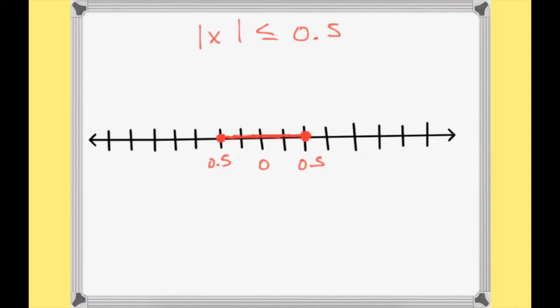And so to write our compound inequality, we have negative 0.5 is less than or equal to x, which is less than or equal to 0.5. So again, since it was less than or equal to, we're looking at an and inequality.